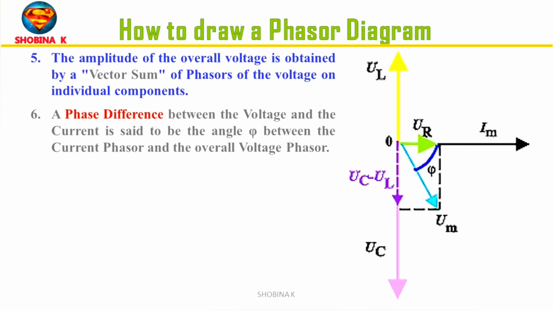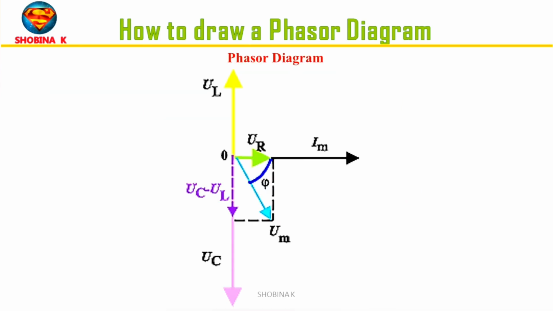A phase difference between the voltage and the current is said to be the angle between the current phasor and the overall voltage phasor. Here the angle is phi and is drawn in navy blue. So for the RLC circuit and the given quantities, the phasor diagram will look like this. Note that in the following figures the phasor diagrams are not illustrated with the same colors.